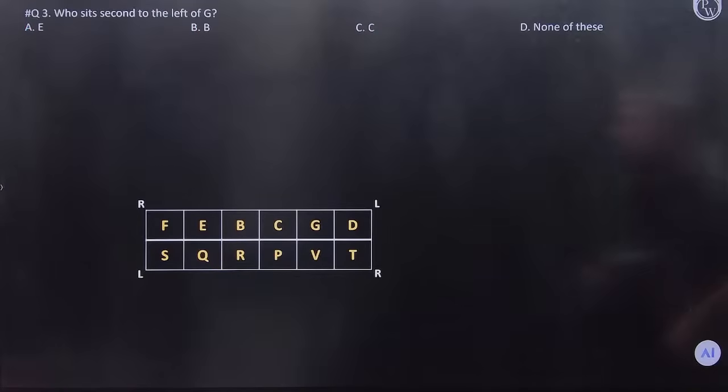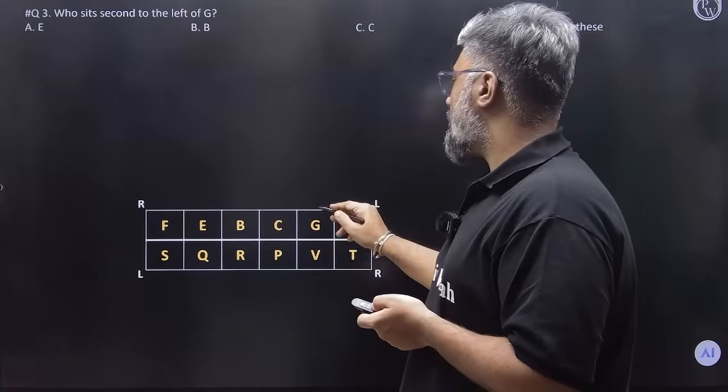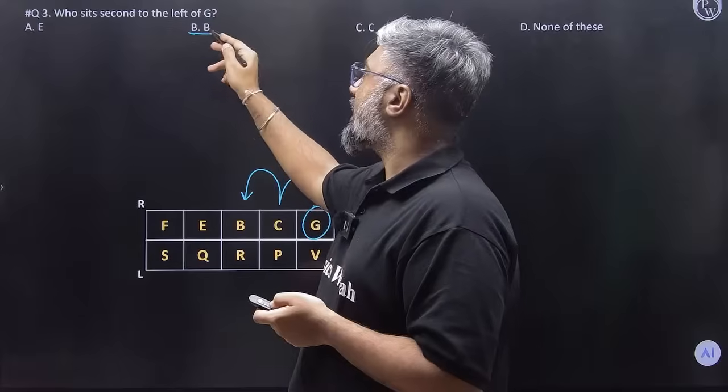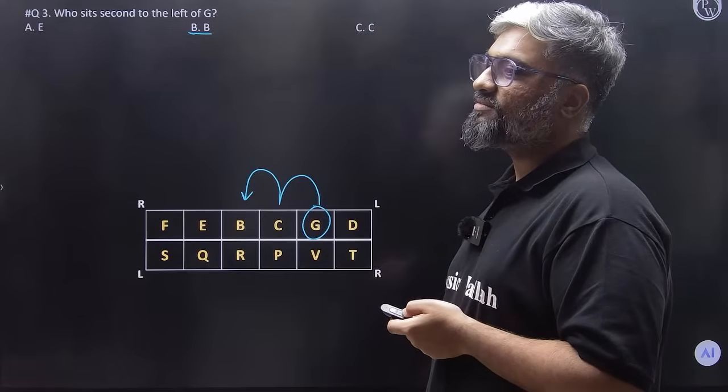Next, who sits second to the left of G? G is here. Second to the left. First, second. B. Do we have B? Yes. But is this the right answer?